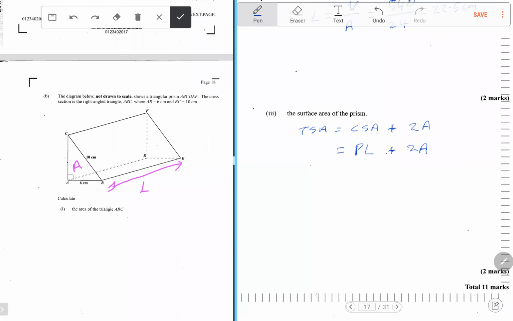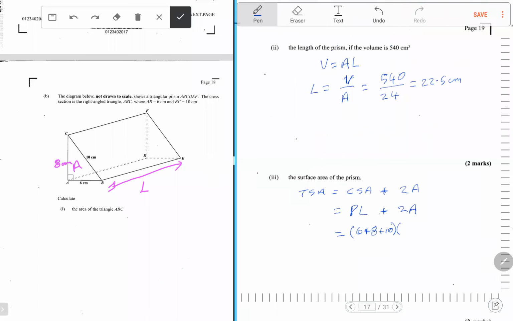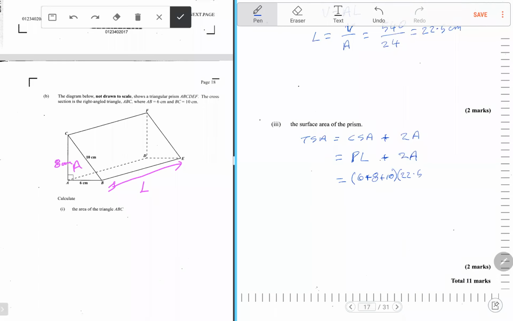Now remember, over here we calculated this side as 10, as 8, sorry. This side is 8 centimeters. So the perimeter of the end becomes 6 plus 8 plus 10, times the length of the prism, which we worked out a while ago up here as 22.5, plus 2 times the end area, which is 2 times 24. The end area is 24. With all the units working, the final unit is centimeters squared.